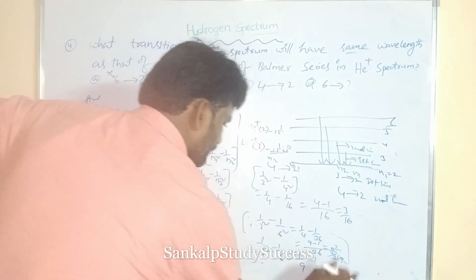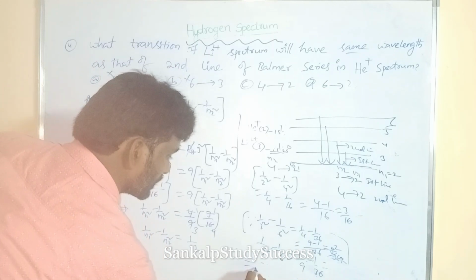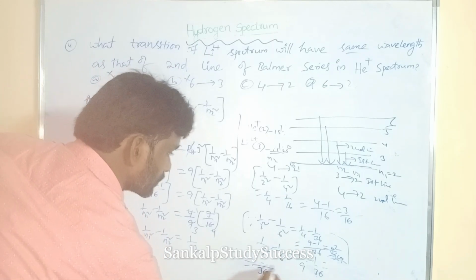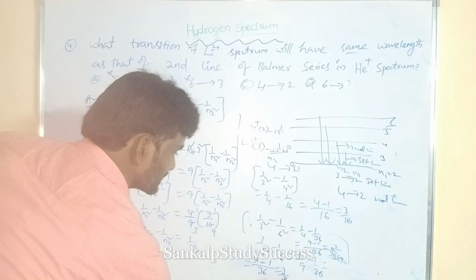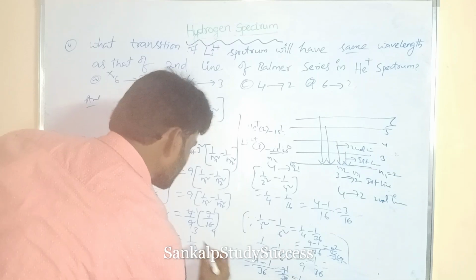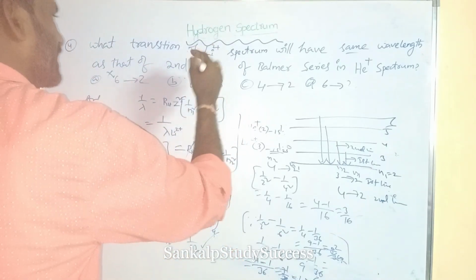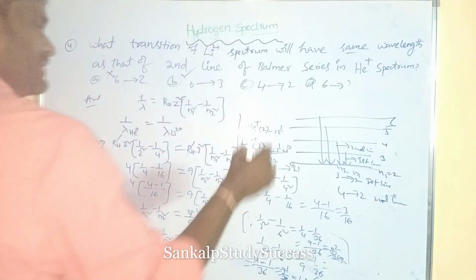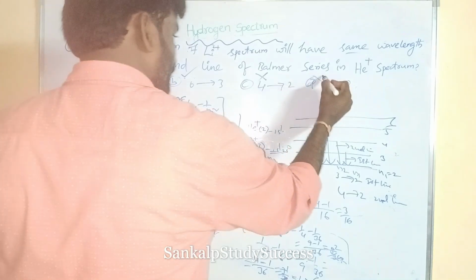What is this? 1 by 3 square minus 1 by 6 square is equal to 1 by 9 minus 1 by 36. What is its LCM? 36. So 9 4s, 4 minus 1. So 3 by 36. 3 1s are 3, 3 12s are 36, equal to 1 by 12. So this is right. So which transition is right? The 6 to 3 transition is right, and this is not right, and 6 to 2 is also wrong.